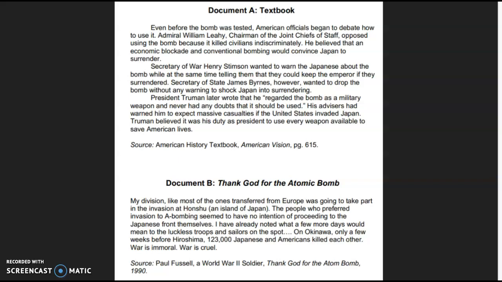Document B is from a soldier from World War II who was thankful for the atomic bomb because it, like some of the pictures portrayed, saved a lot of American lives. He talks about Okinawa, a battle that took place before the atomic bombs were dropped, where 123,000 people were killed. So by dropping the atomic bomb, that potentially saved about 123,000 American lives, according to this soldier.